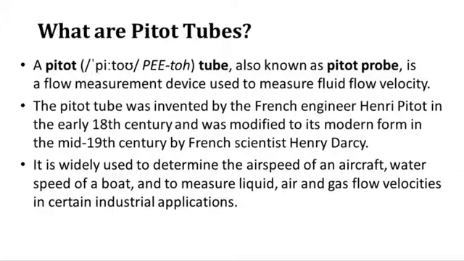This is also a measuring device, pero ang sinusukat nito. So, ito yung definition niya. So, a pitot tube, also known as pitot probe, is a flow measurement device used to measure fluid flow velocity. So, the pitot tube was invented by the French engineer Henri Pitot in the 18th century and was modified to its modern form in mid-19th century by French scientist Henry Darcy. Okay, so the concept came from Henry Pitot. So, kaya sa kanya napangalan yung device. And it was later modified, siguro na-improved by Henry Darcy.